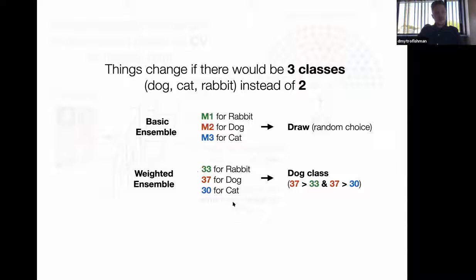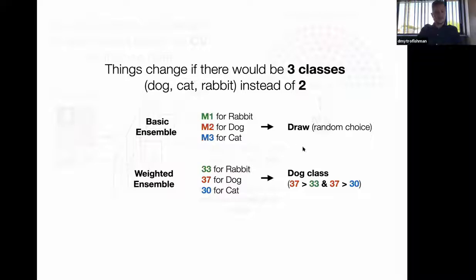But for the second case, you can say, well, the dog wins, right? Because the second model is definitely more important than the other 2 models. So we can say that exactly the dog wins. This is what I meant, yeah. Yeah, that the bigger weight, yeah. Yeah. I was asking about the basic ensemble.